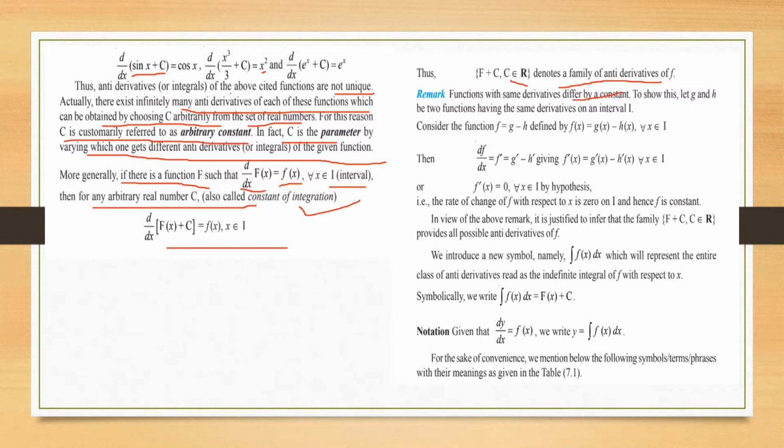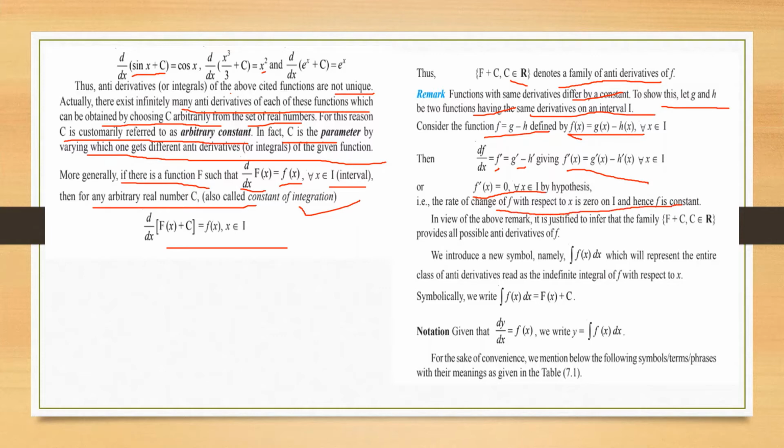Okay, to show it, let g and h be two functions having the same derivative on interval I, right? So f is g minus h, which will be defined as f(x) equal to g(x) minus h(x) for all x belonging to I. Okay, so df by dx will be f dash, which is g dash minus h dash, giving f dash x as g dash x minus h dash x for all x belonging to I, right? Or f dash x equal to 0 for all x belonging to I by hypothesis, that is, the rate of change of f with respect to x is 0 on I, and hence f is constant.